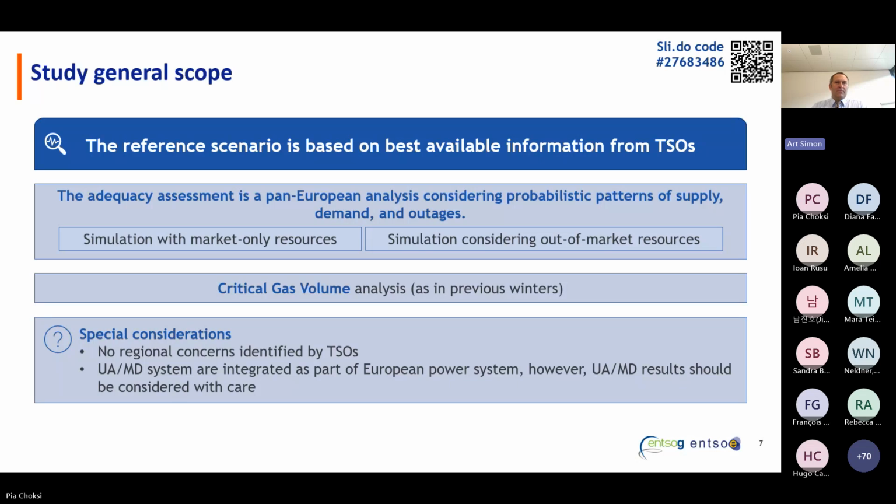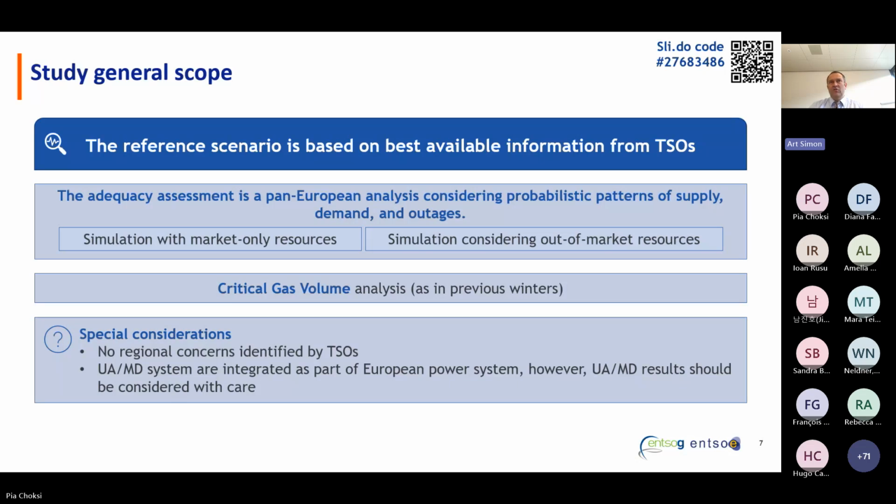This is the general scope of the study. The study is done in summer and in winter. I forgot to mention that. We do that 2 times, once for summer and once for winter. The general information is always based on the best available data that the TSOs provide. We do this data collection during summer and autumn.